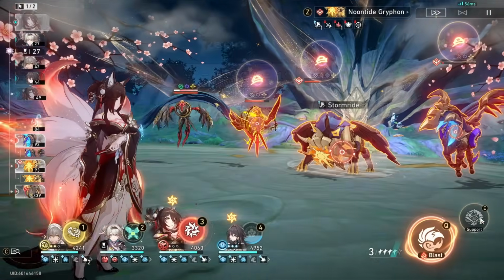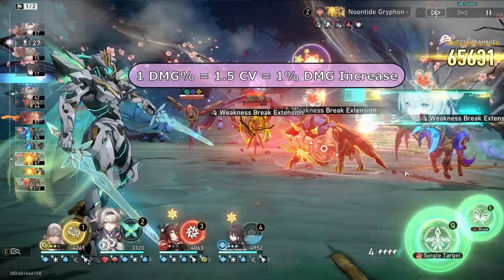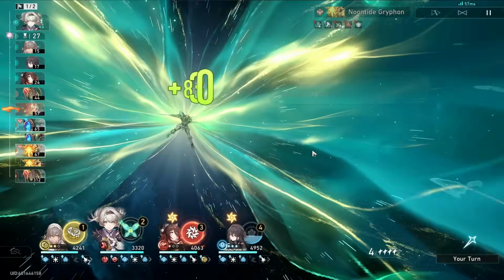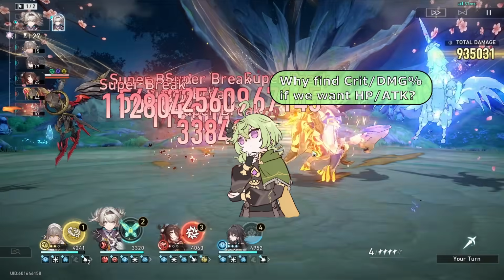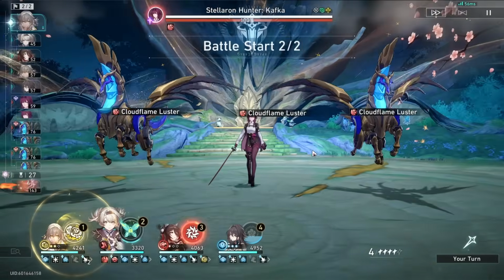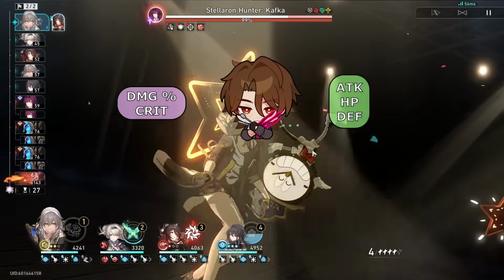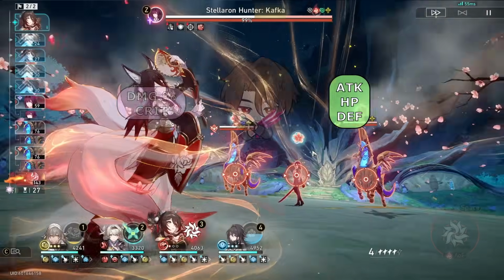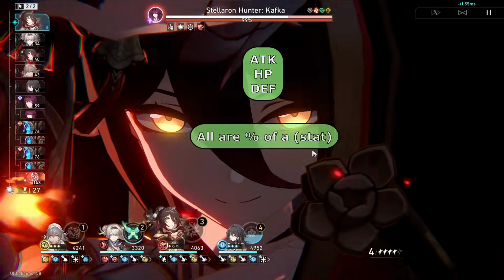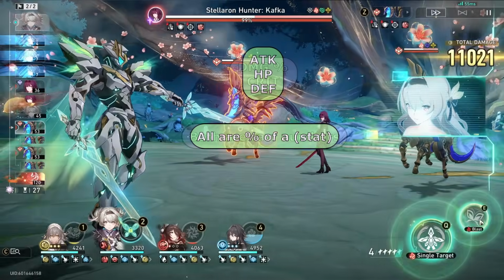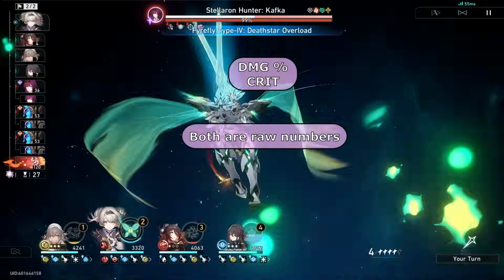Okay, so now we know the conversion rate between damage percent and crit, but it doesn't answer why we found out this information in the first place. Well, it's because there's a clear distinction between damage percent and crit versus something like attack, HP, and defense. That being, the latter three stats are all scaling off of another number, while damage percent and crit just give us the raw increase.